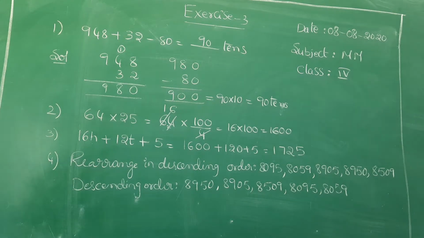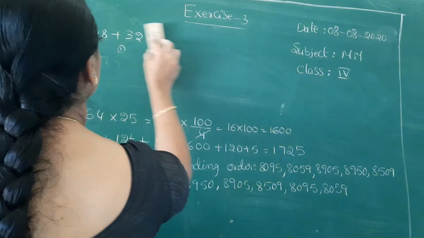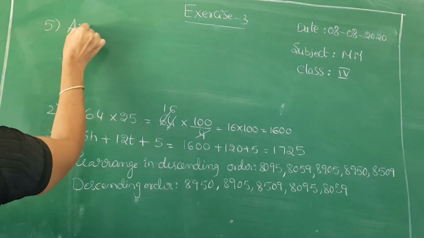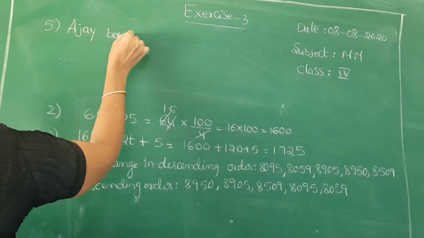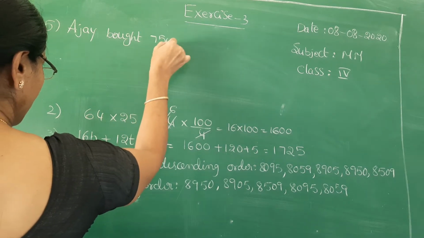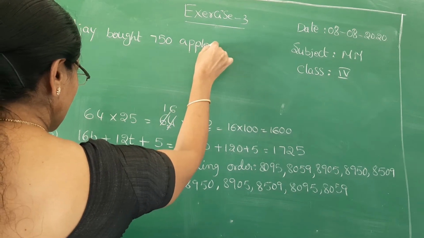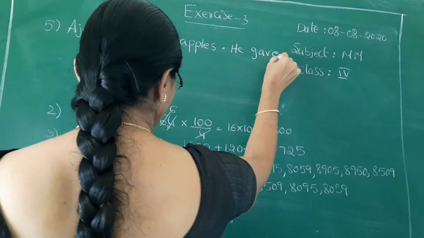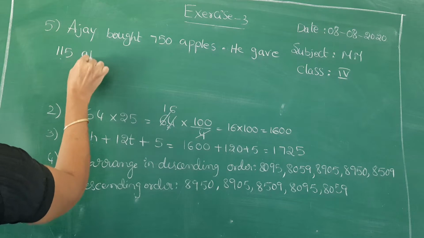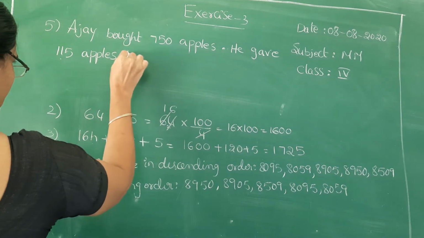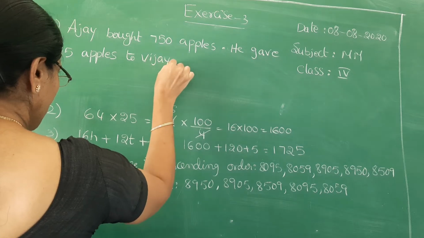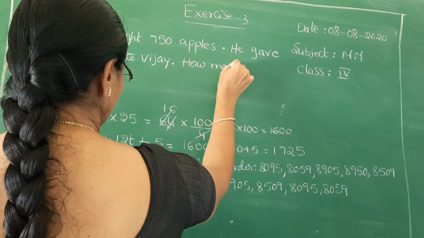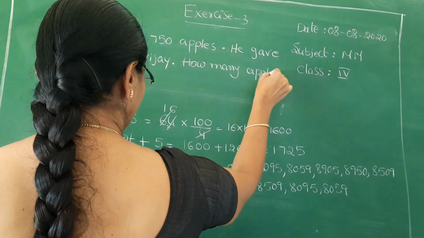And see the fifth problem. Ajay bought 750 apples. He gave 150 apples to Vijay. Okay, full stop. How many apples were left?